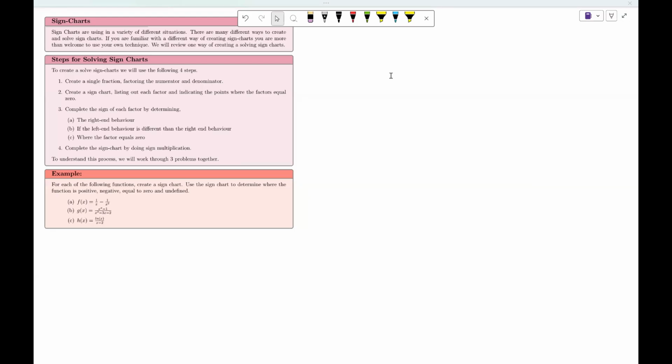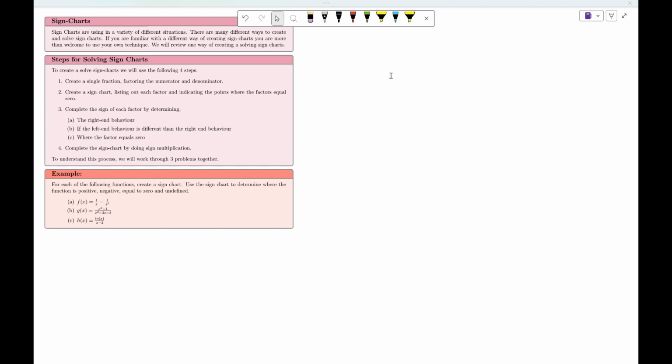In this video, we are going to review sign charts. Now, sign charts are a tool that can be used to determine a few things about a function. It can determine when the function's positive, when the function's negative, and with a little bit of modification, we can incorporate when the function is undefined.